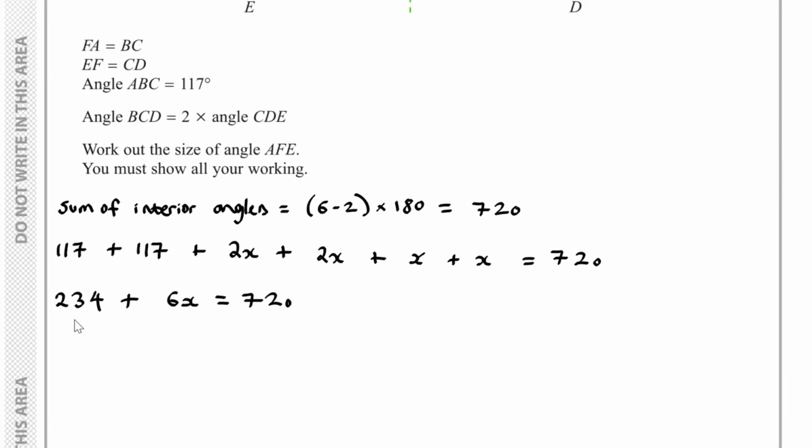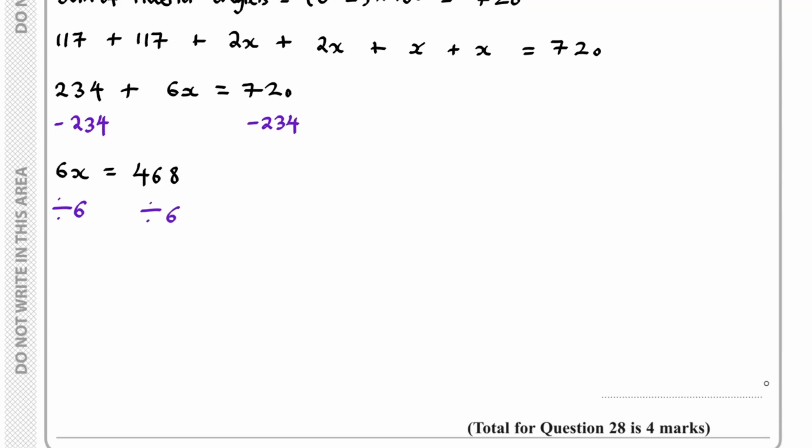So the first thing I can do, I can subtract off 234 from both sides. So if I do that, we end up with 6x equals 468. And now to get x by itself, we can divide both sides by 6. And if we do that, we find x is equal to 81. Now the angle AFE, that's equal to 2x. So we have 2 times by 81, which is 162. So we have 162.